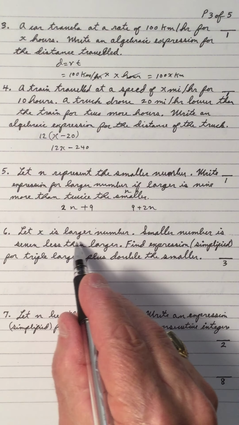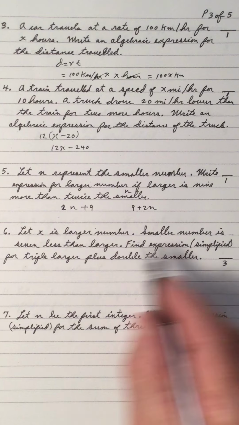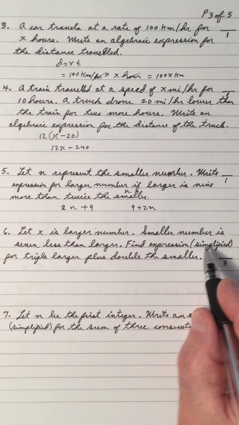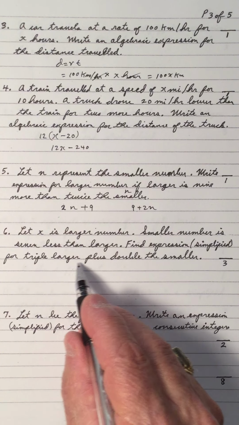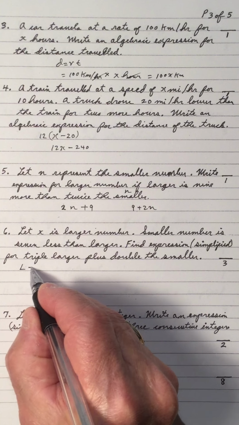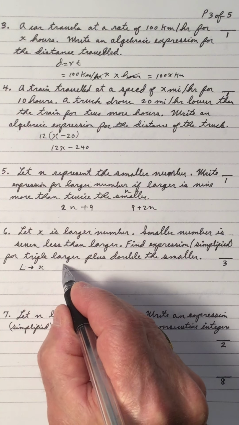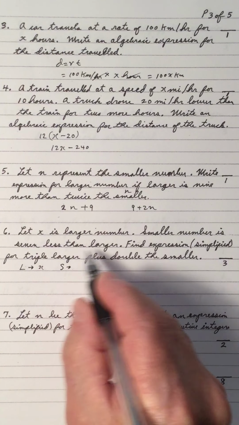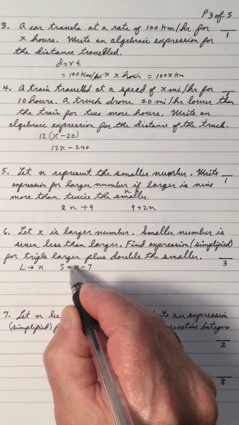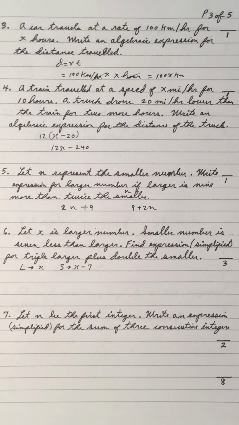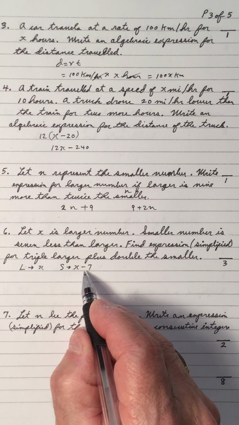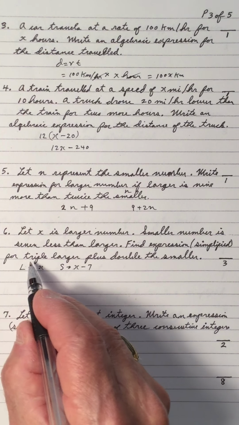Number 6, let x be the larger number. The smaller number is 7 less than the larger. Write an expression, simplified, for triple the larger plus double the smaller. So the larger is x. The smaller is 7 less than the larger, so we subtract: that's the larger, that's the smaller, take off 7. So we want to triple the larger.